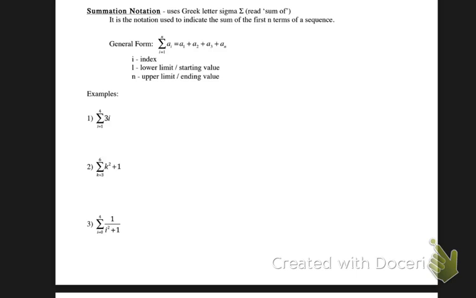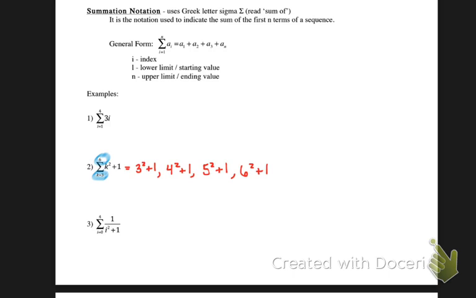Starting with example 2, our starting spot is k is 3. So the first value that we're going to substitute in is 3. And we're going to keep substituting values until we reach our ending point, which is 6. So we have 3 squared plus 1. Then we have 4 squared plus 1. 5 squared plus 1. And then our ending spot is 6, so this is the last one.